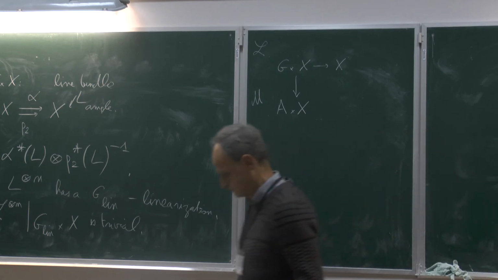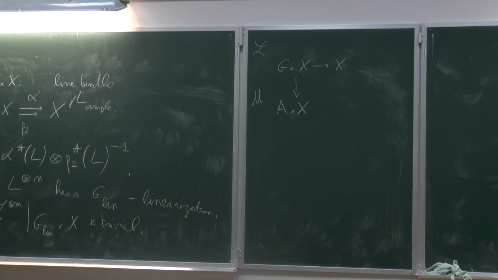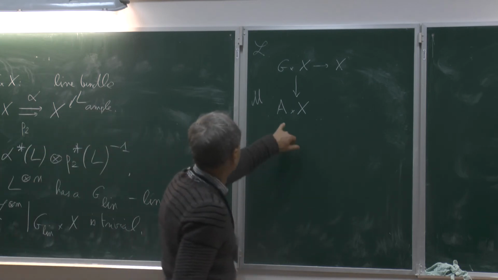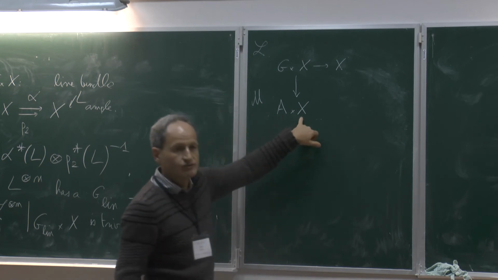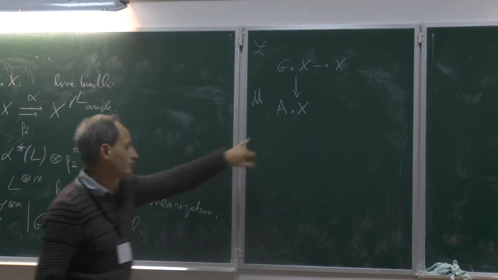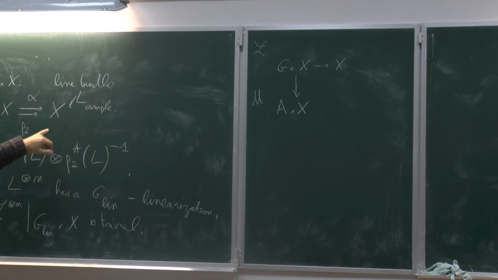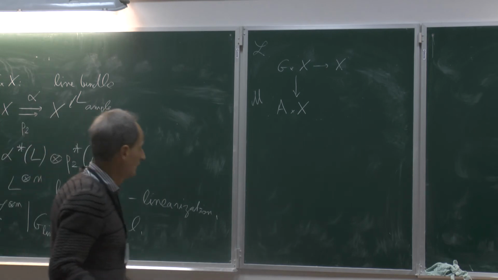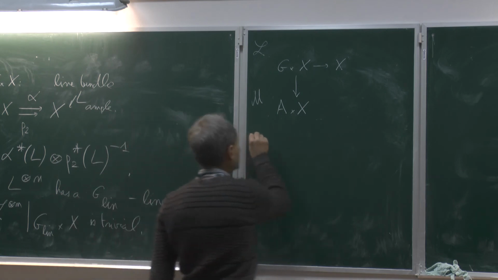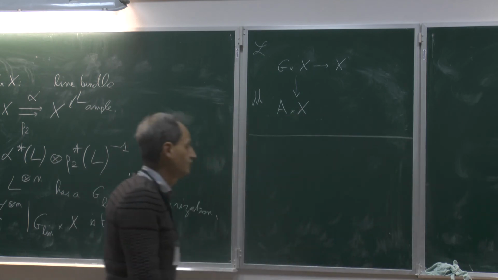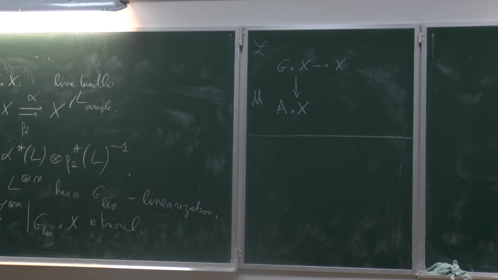Then you have to prove a number of things which are technical. For example, that the restriction of M on A times some point is ample. But this comes basically from the construction, the pullback of the line bundle. So then I will not give any further details. I will just maybe ask a couple of questions, because it's not the end of the story.